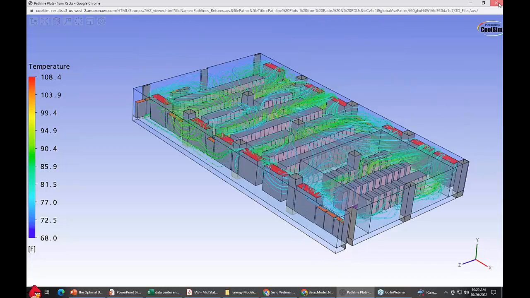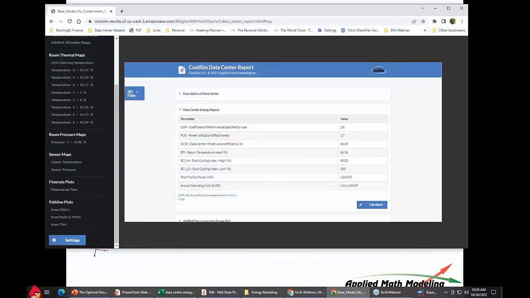This is automatic output. I didn't do anything unique here. This is exactly what comes out of CoolSim. I did up front put in a COP. So let's talk about COP a little bit. I put in a COP of 2.8. COP is coefficient of performance. It is a user input right now in CoolSim. Now that will change with time. We're going to be calculating this for you, but at the moment it is a user input. And we'll talk more about that in the energy section.